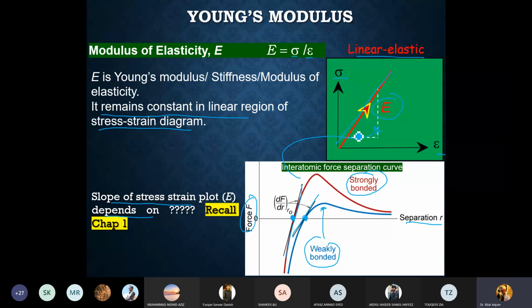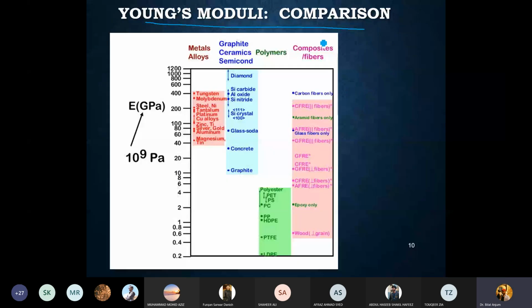A typical comparison of Young's modulus of different materials. You have metals having high Young's modulus. Steel normally has a Young's modulus of 220 gigapascal. Gigapascal is 10⁹. Ceramics also have high Young's modulus.